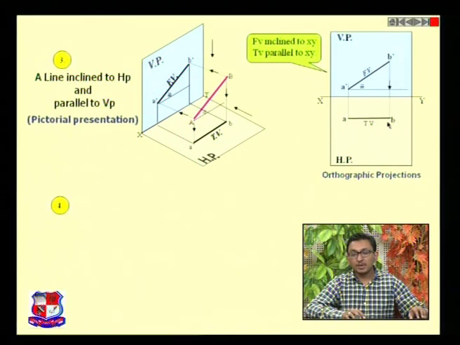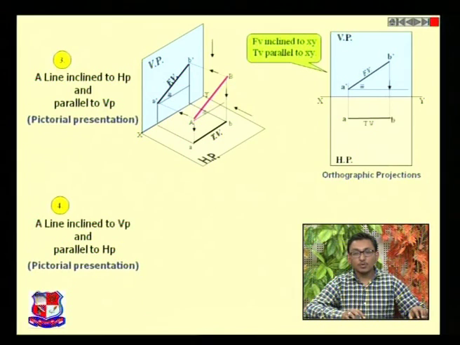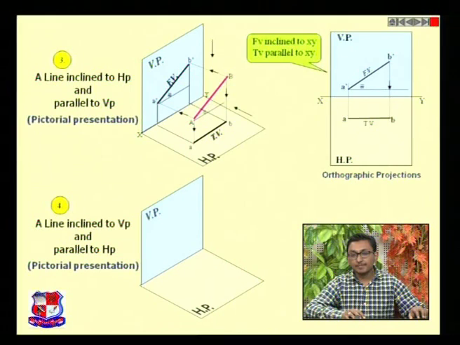Now the fourth problem. A line is inclined to VP but parallel to HP. How can we see the pictorial presentation? We are having the horizontal and vertical planes. As you can see in this portion, the line is starting from the vertical plane. A line is having some sort of angle with the vertical plane and is parallel to HP. It is not on the horizontal plane, it is parallel to the HP.